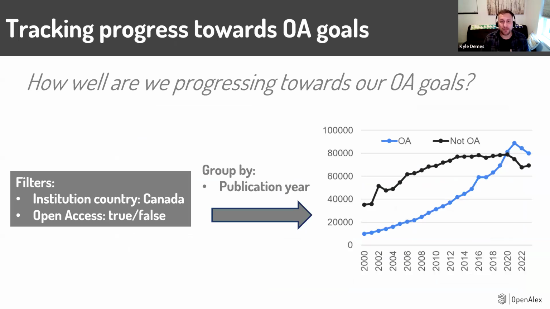Another really common one that we get from libraries that's worth knowing about is how well are we progressing towards our open access goals? So here is an example. I chose institution country Canada. You could also zoom in on a particular university. So I could have said University of South Florida, show me their open access trends over time.